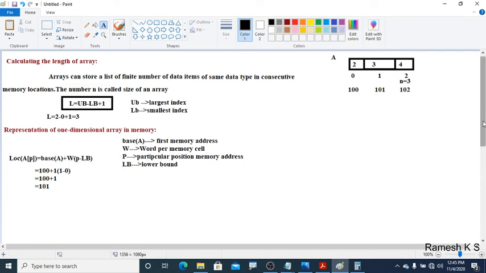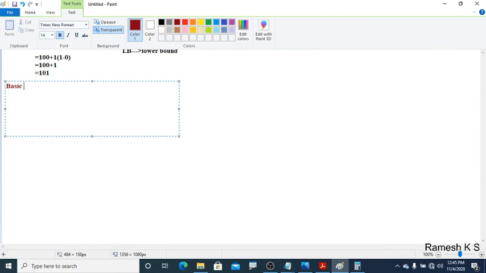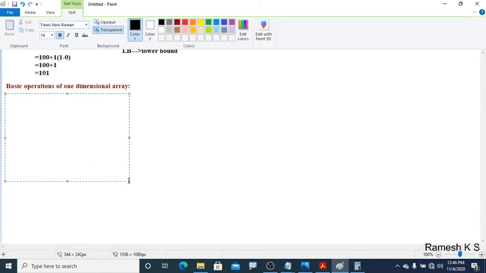Moving on, I am taking the basic operations of a one dimensional array. So what are the basic operations of a one dimensional array? Traversing, searching, sorting, insertion, deletion and merging. These are the 6 operations on a one dimensional array.